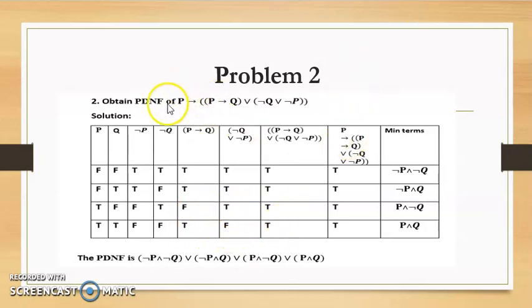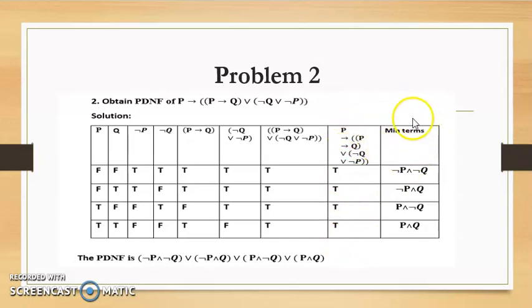Next, we will consider the whole statement formula, that is P implies this full term. So P implies this term means P along with this term we have to see. False implies T is T. False implies T is T. T implies T is T, and T implies T is T. So we got all the values as T.